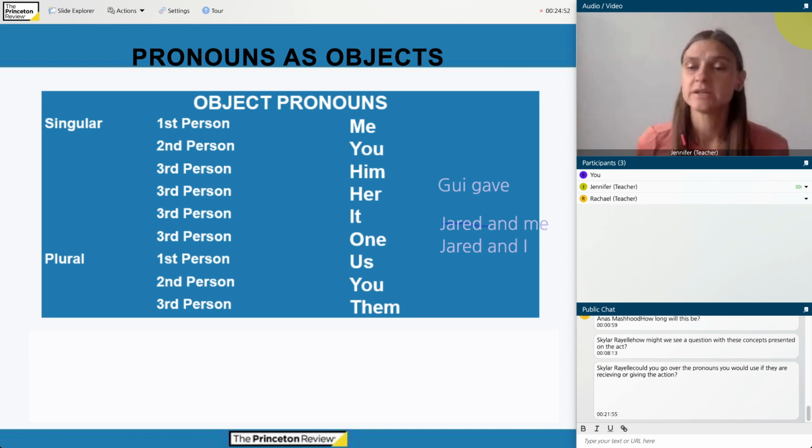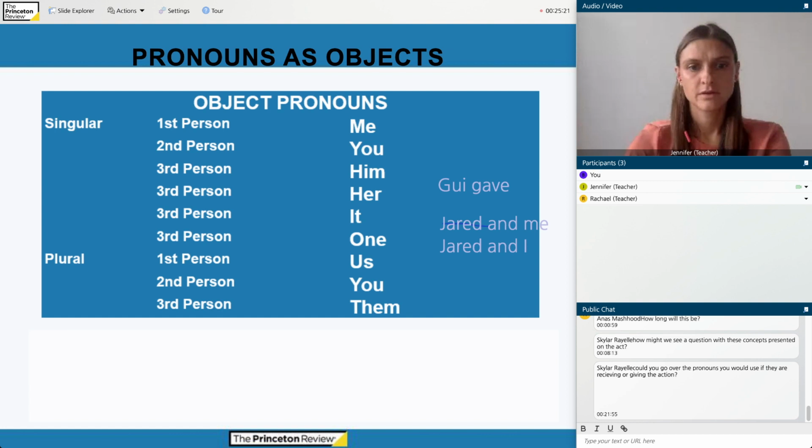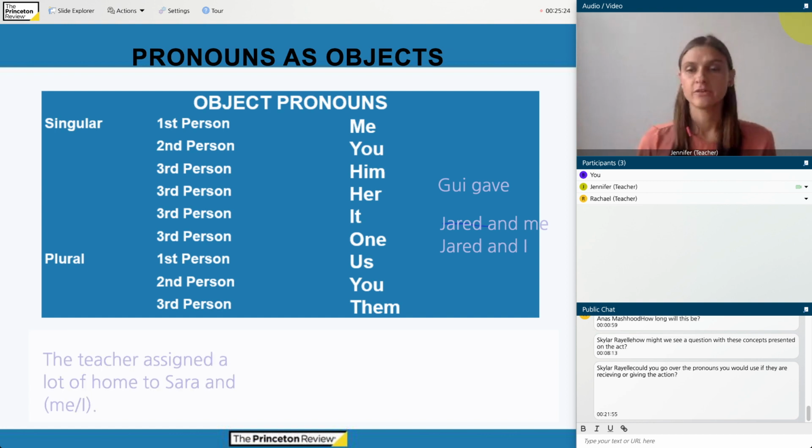So if we saw a sentence on the ACT or SAT that said something like, teacher assigned a lot of homework to Sarah and me, or Sarah and I. So here's another example where you have to figure out which kind of pronoun it is, whether you use the object or the subject.